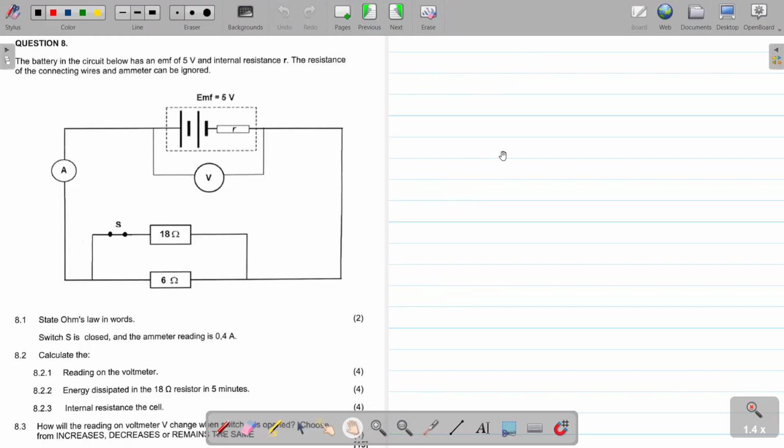Okay. Hi again. So now let us continue with electric circuits. So this is term 3 work. So I have another question here.